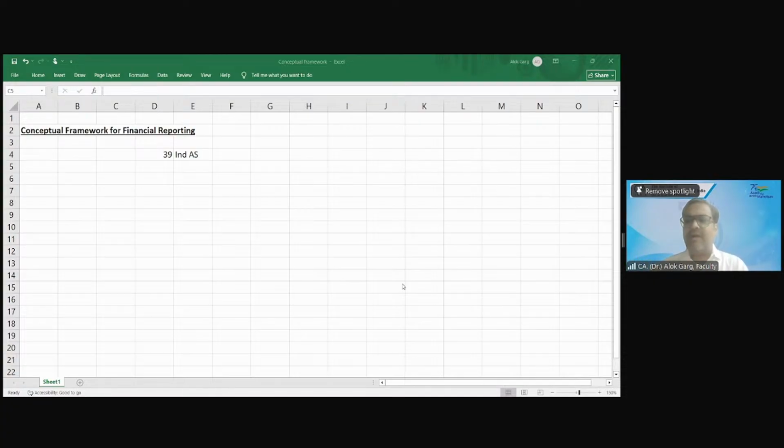All these Indian accounting standards are forward looking. They are talking about going concern, right? What is a going concern assumption? Going concern assumption is a fundamental accounting assumption.